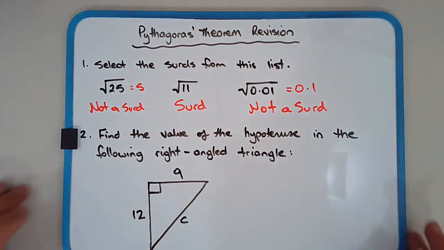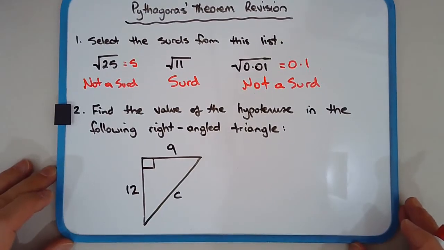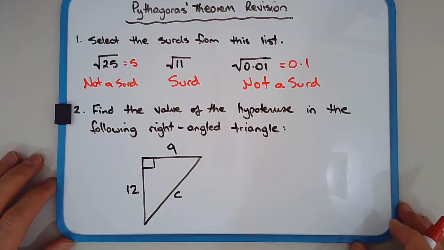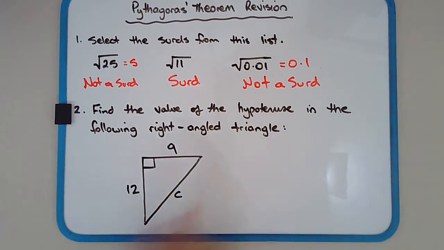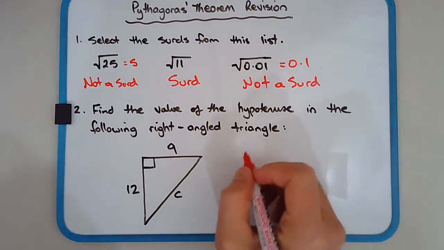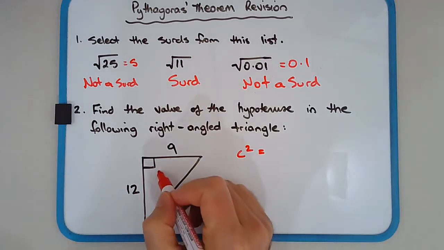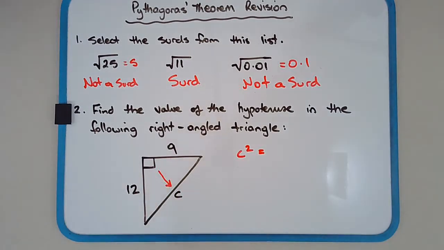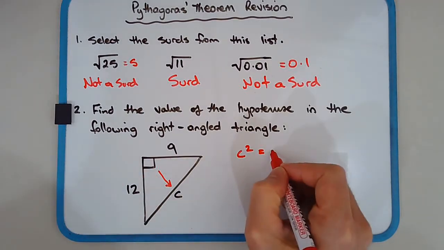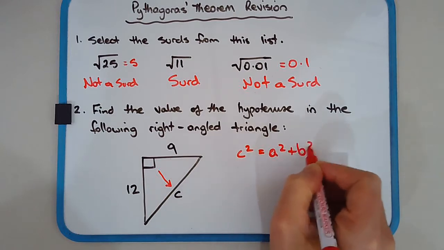What about question 2? It says find the value of the hypotenuse in the following right-angled triangle. So this is where we use Pythagoras' theorem, and Pythagoras' theorem goes something like this. C squared, which is the hypotenuse. So the hypotenuse is the side that's the longest, and it's also the one that's furthest away from the right angle there. Okay, C squared is equal to A squared plus B squared.